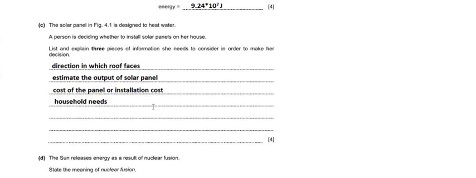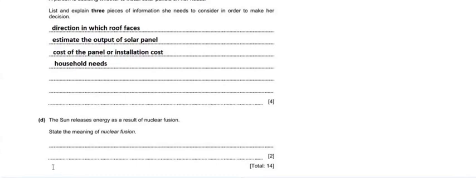Otherwise, suppose even if the solar panel output estimation is good, and the need of the house is even more than that, then also it may not be that useful. So you have to consider the need, how much joule of energy that person needs, and how much output it is giving. So all these points are to be considered while installing the solar panel.